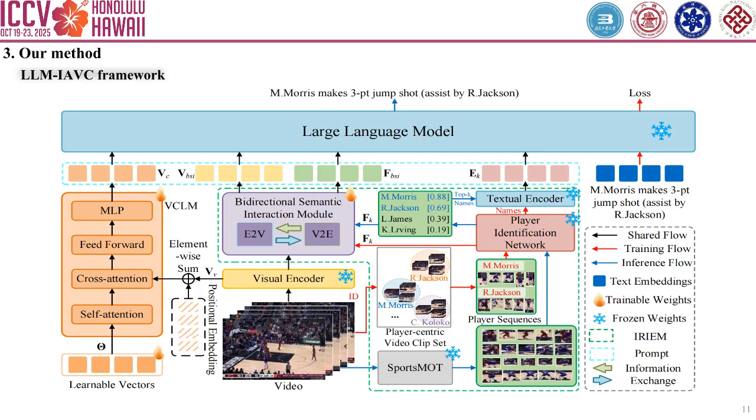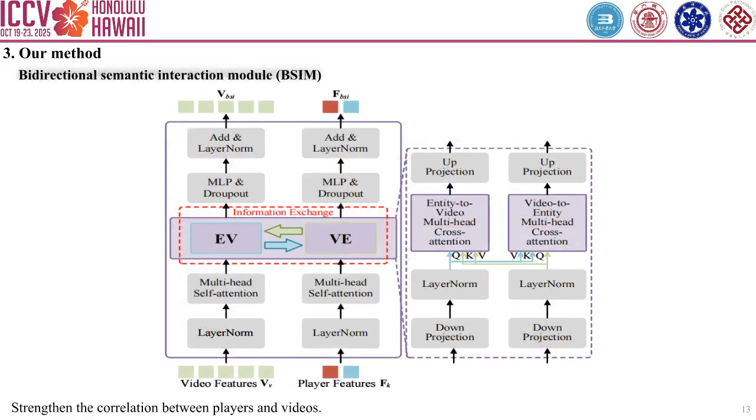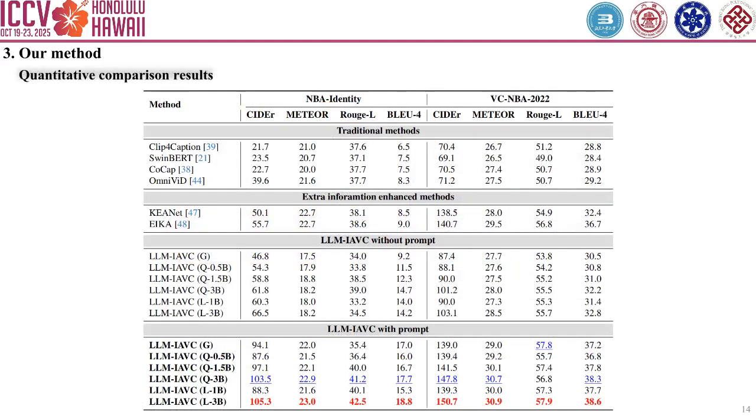descriptions with player identities. This is the pre-training diagram of our player identification network. Specifically, we use all annotated player sequences in the training set as training data, take player identities as category labels, and train the TimeSformer network to obtain a pre-trained model for player recognition. This is our designed bidirectional semantic interaction module, which models the semantic correlation between players and video content to achieve bidirectional feature enhancement. For the decoder, we employed 3 different language models: GPT-2, Llama 3.2, and Qwen 2.5.